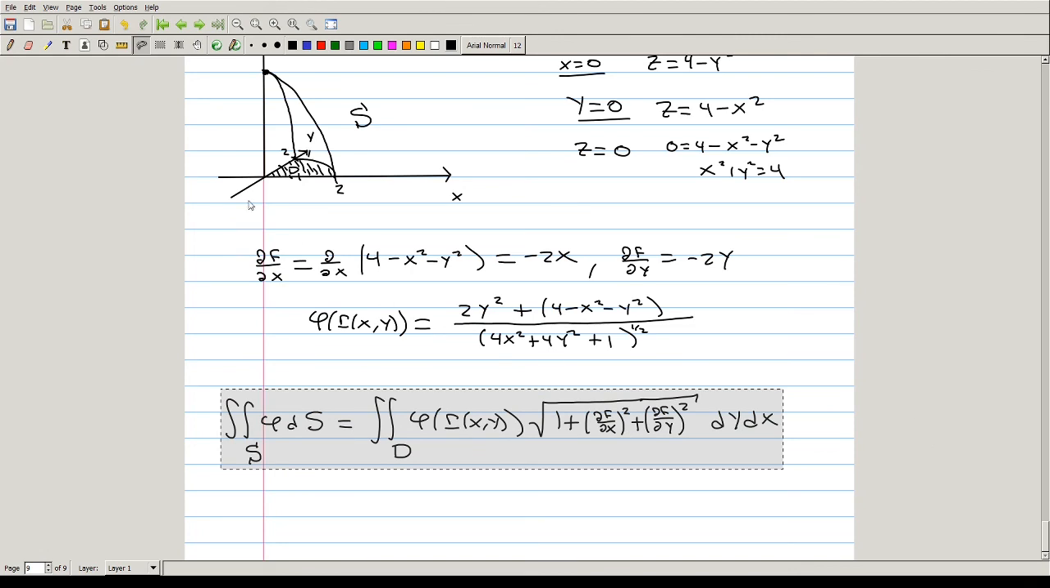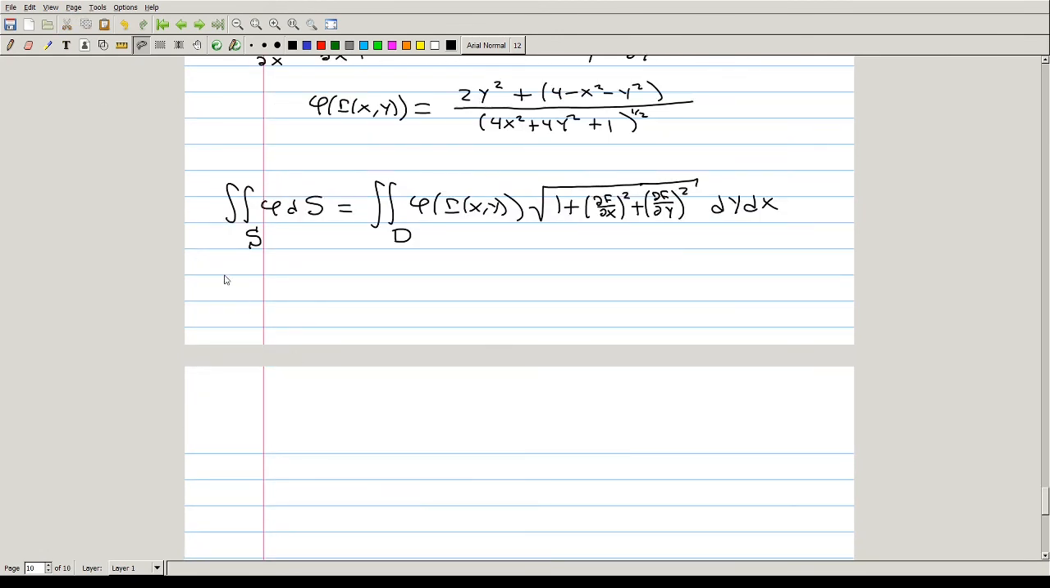So when going through and evaluating our surface integral, this ends up simplifying to the double integral over the domain D of 2y squared plus 4 minus x squared, and simplify that a little bit. 2y squared minus y squared gives us y squared. So this is going to be 4 plus y squared minus x squared, divided by the square root of 1 plus 4x squared plus 4y squared. This is what phi of r of x, y is.